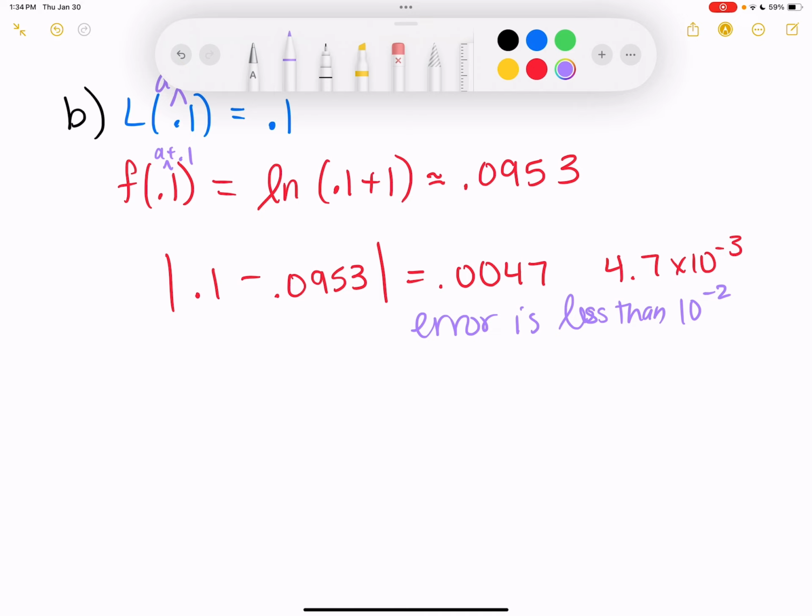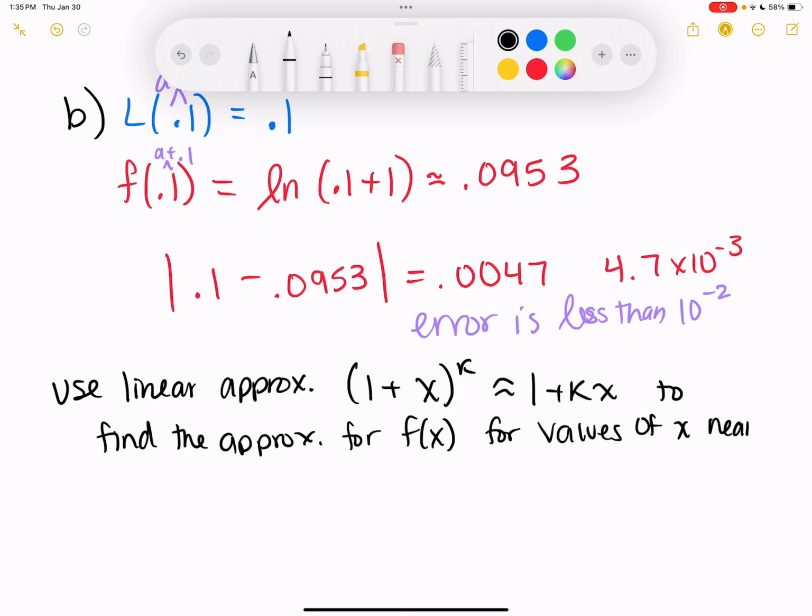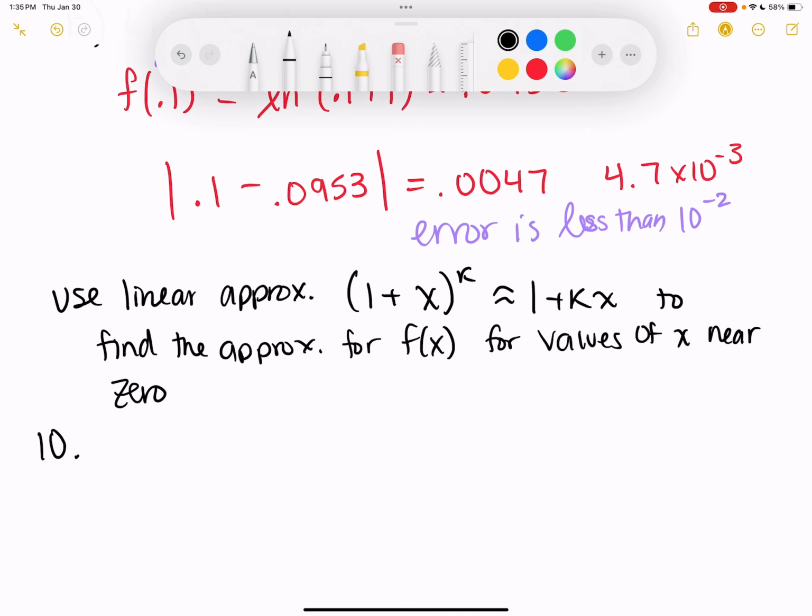All right, these ones say to use the linear approximation 1 plus x raised to the k is approximately equal to 1 plus kx to find the approximation for f of x for values of x near 0. These have 3 different ones that we're doing it for, so we have an A, B, and a C. So A is f of x equals 4 plus 3x to the 1/3.